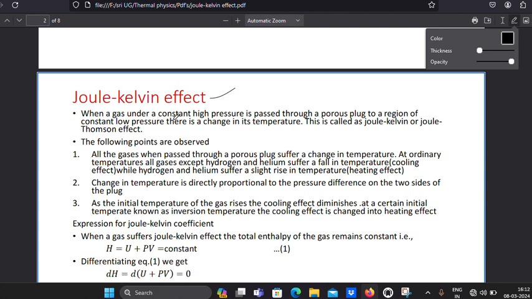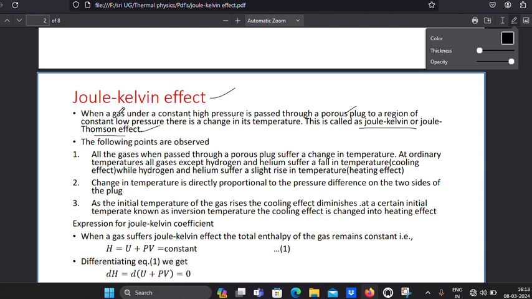When a gas under a constant high pressure is passed through a porous plug to a region of constant low pressure, there is a change in its temperature. This is called the Joule Kelvin or Joule Thomson effect. So we call it either Joule Kelvin or Joule Thomson.